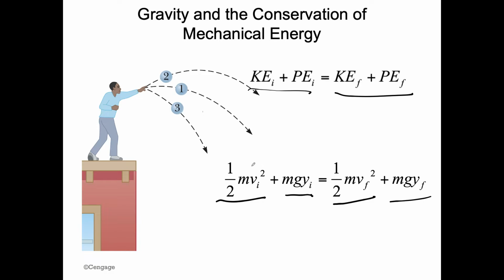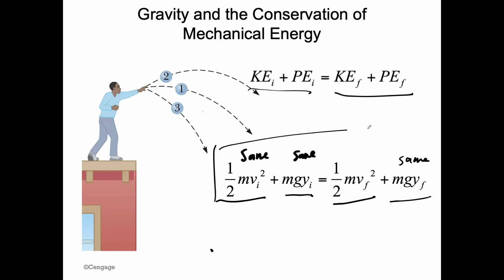They start from the same speed, right? So vi is the same for all of them. The speed is the same for all of them, so same for 1, 2, 3. Initial potential energy is the same for 1, 2, 3. And they all get to the ground, so final potential energy is the same for 1, 2, 3.